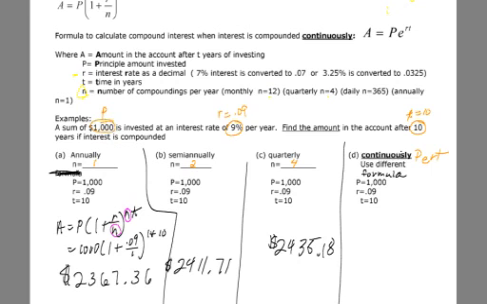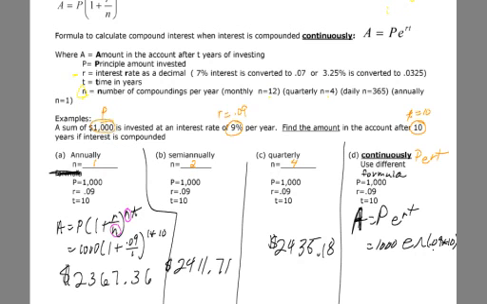Well, when they say continuously, you jump ship and you go to the next formula. A is equal to P e to the RT. Not quite so much to fill in on this problem. 1,000 e raised to the interest rate, which is 0.09, times time, which in this case is 10.